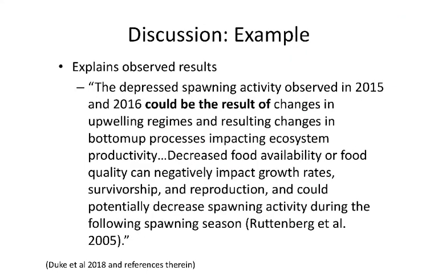Another thing you want to talk about in your discussion section is explaining your observed results. So what that means is, as we just saw in the previous slide, the authors indicate that there was a reduced spawning activity. So next, those authors would want to explain potential causes for that. So here in bold, we have that spawning activity could be the result of one of the things they're talking about here, and then they cite other papers that could indicate what the reasoning for that is.